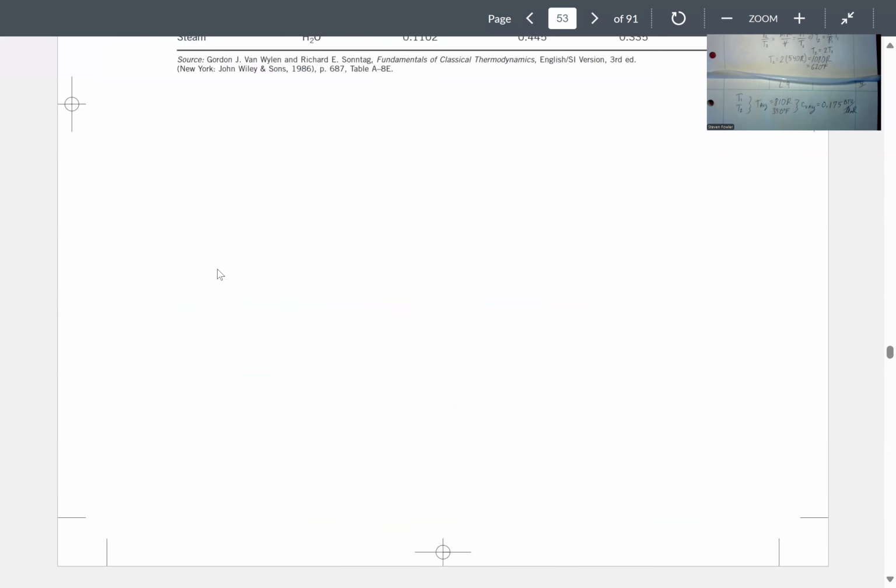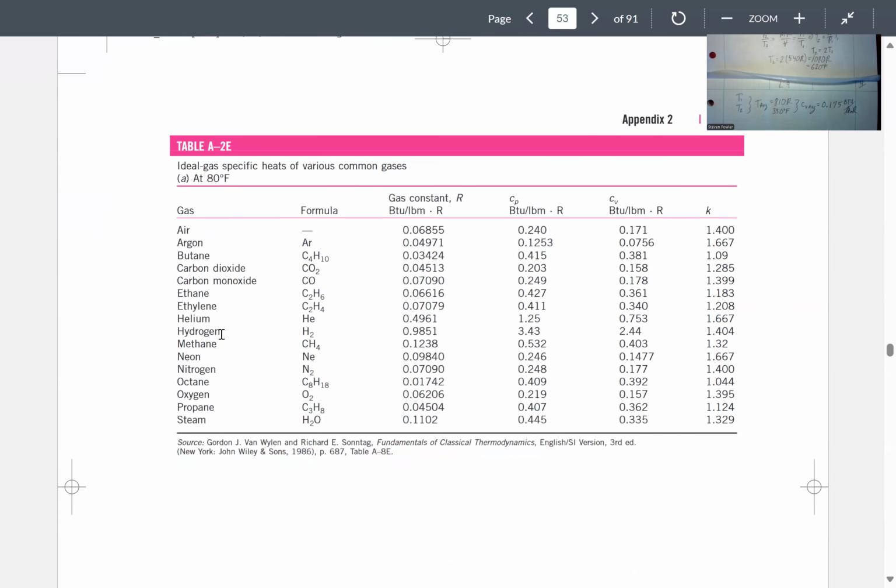Now, if I scroll up, notice that I could find air has a C sub V value of 0.171, which is not actually going to be right. It's going to be close. It's going to put us in the ballpark. It's 0.171 if my temperature was 80 degrees Fahrenheit. Notice my temperature is not 80 degrees Fahrenheit. My average temperature is around 350 Fahrenheit, not 80. So this value does not help me.